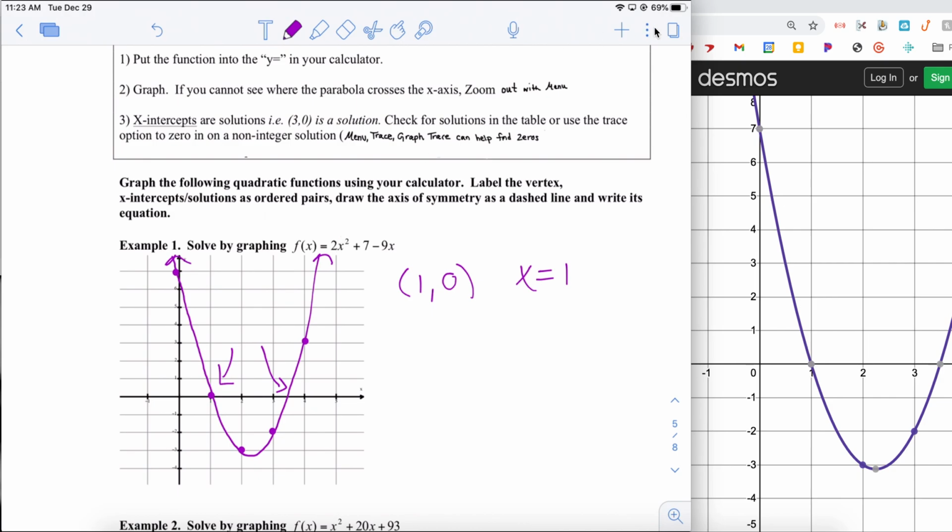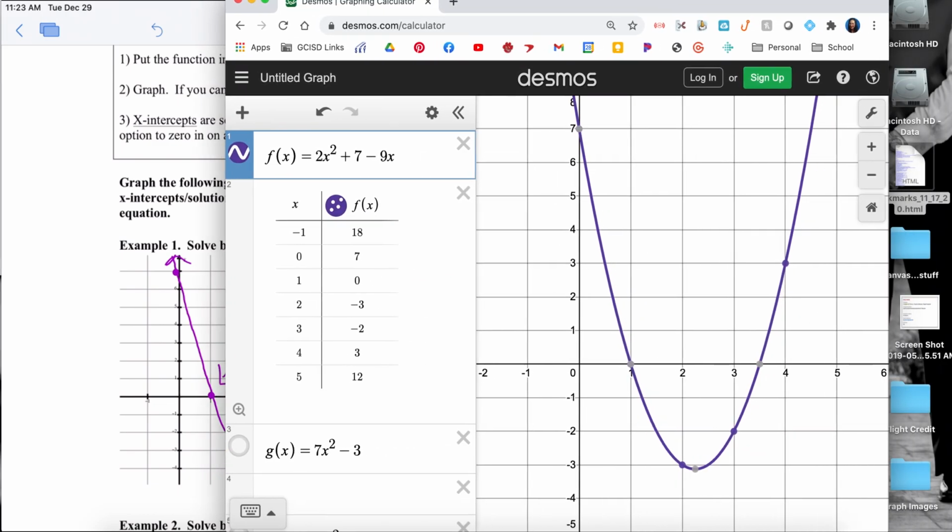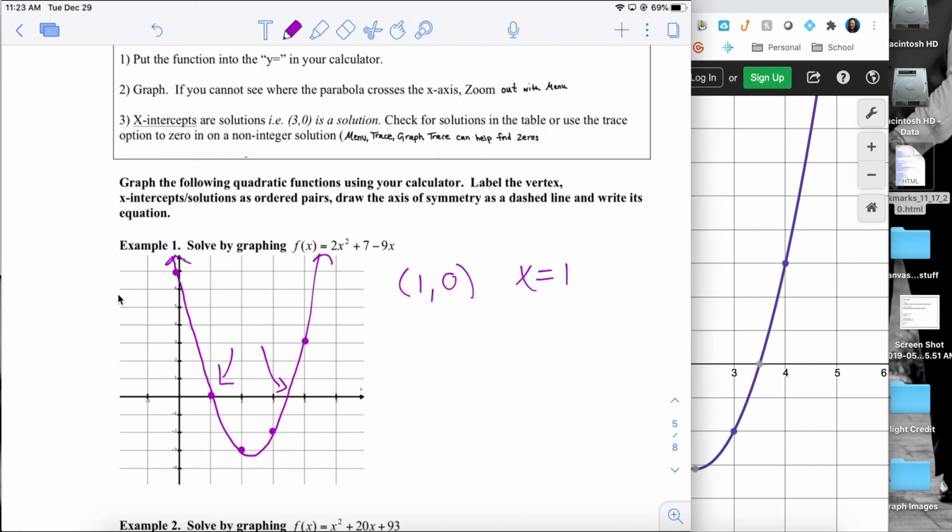If you were on an Inspire calculator, like in the classroom, you would have to hit your trace button and follow over until you find it. If you're on Desmos though, watch. See how it's already gray? All I have to do is put my mouse over there and it's going to tell me what that point is. (3.5, 0). So right here, I have (3.5, 0), which means that x equals 3.5 is my second solution, okay?